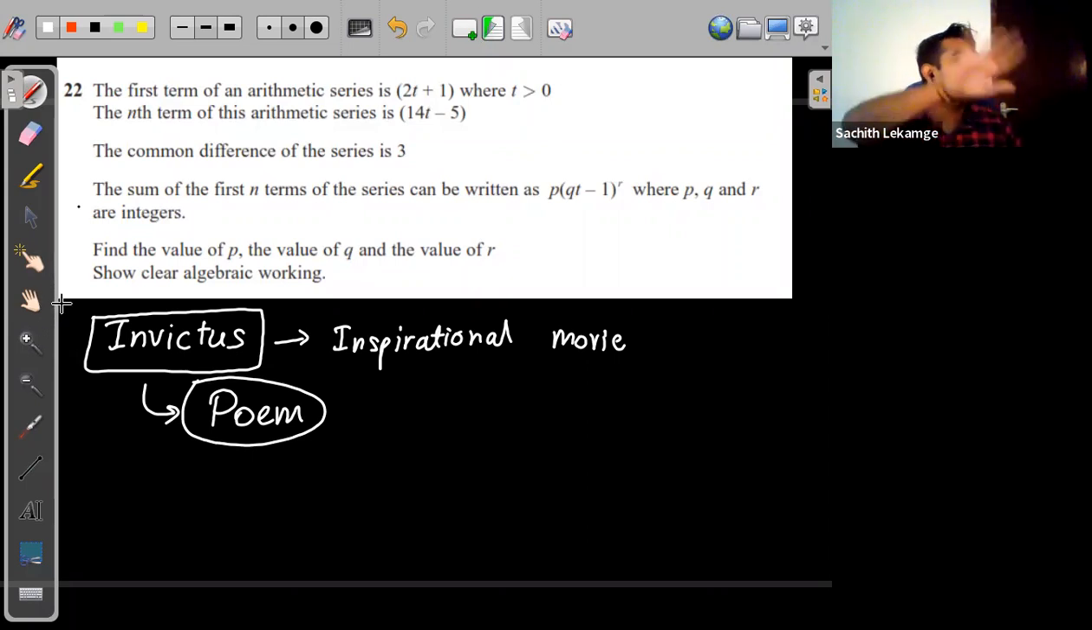This poem was the inspiration for Nelson Mandela when he was in prison. He was in prison for 30 years, right? My whole lifetime he was in prison, for life. Imagine 30 years in prison, man. He comes out and becomes president of South Africa.